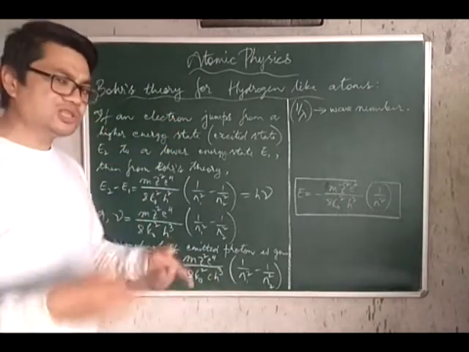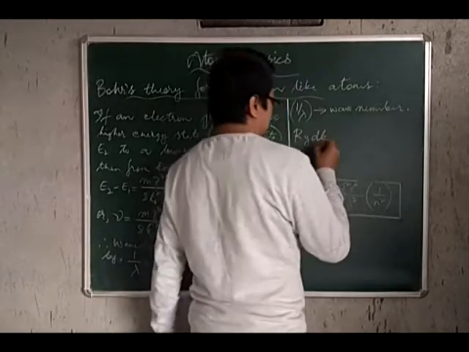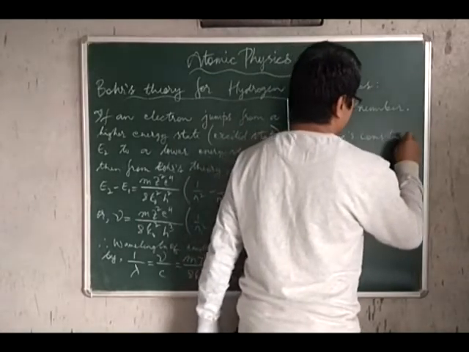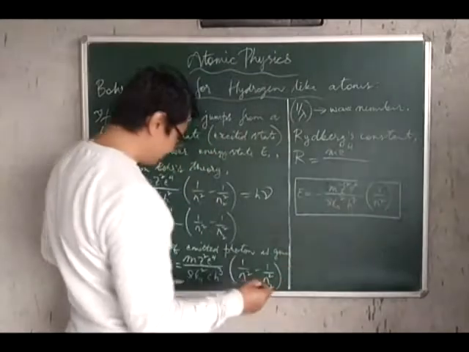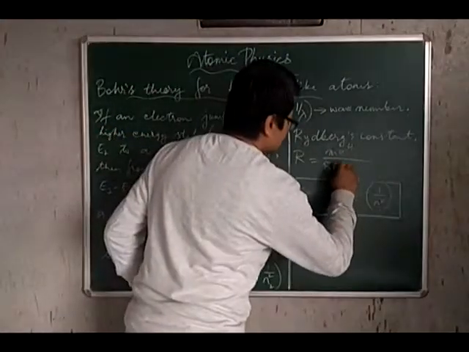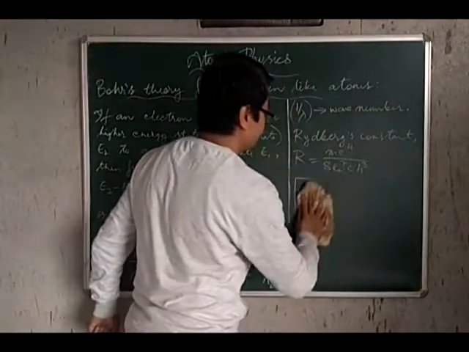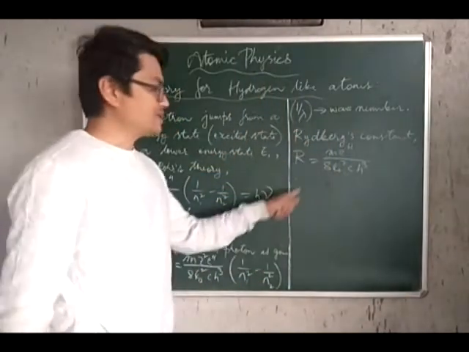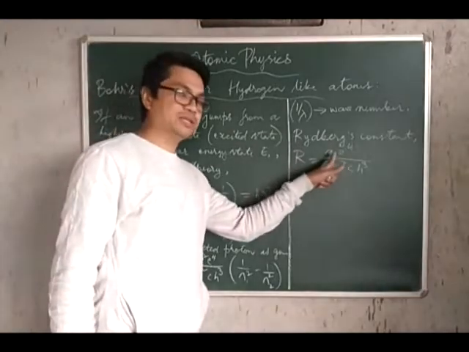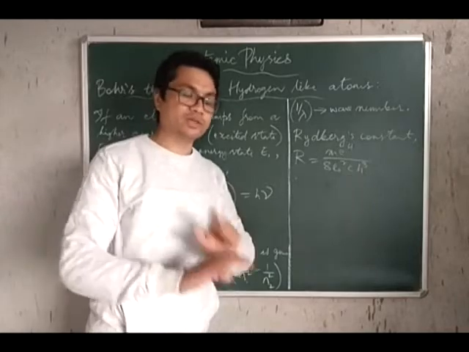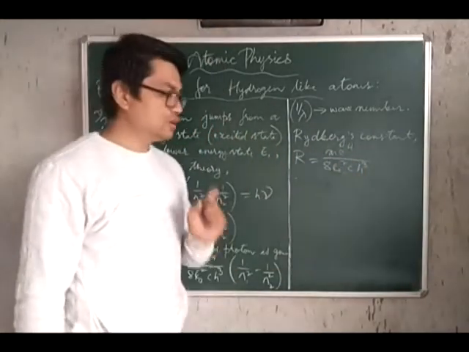Now, the wave number can also be written in terms of a new constant, which is called Rydberg's constant. Let me first show you what Rydberg's constant is. Rydberg's constant is denoted by a capital R, and this capital R is equal to m e to the power 4 divided by 8 epsilon naught squared c h cubed. So let me erase our expression for energy here that we've derived already. Everything is a constant over here: mass of an electron, charge of an electron, epsilon naught, velocity of light, Planck's constant. Instead of writing these things again and again, we replace them by a single constant denoted by a capital R, which is called Rydberg's constant.